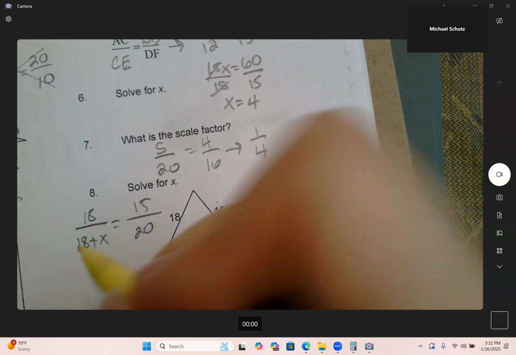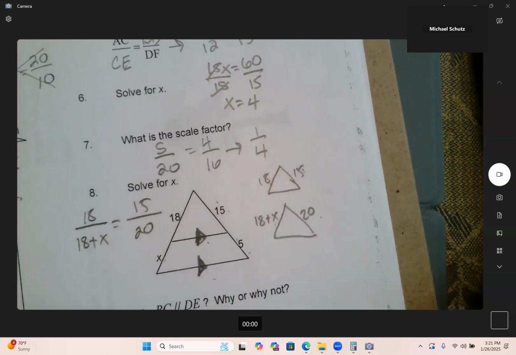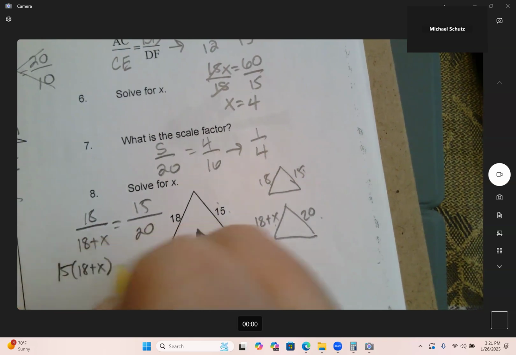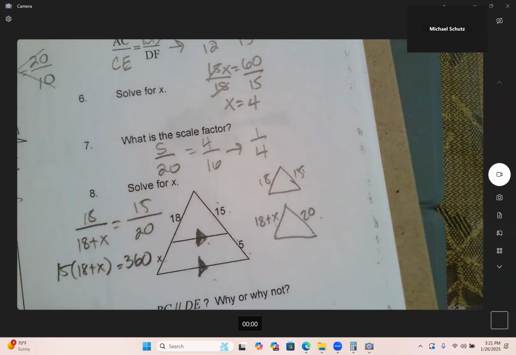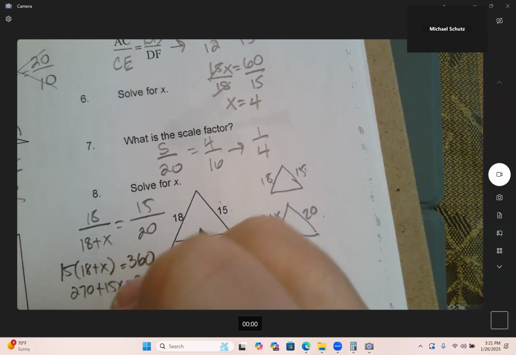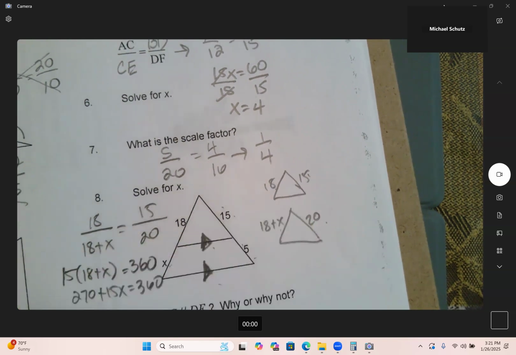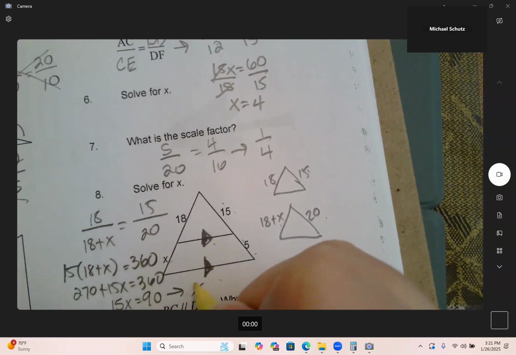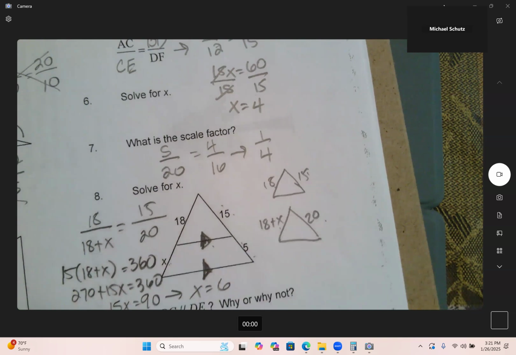Okay, cross multiply. So you're going to do 15 times 18 plus x equals 18 times 20 is 360. So we're going to go ahead and distribute: 15 times 18 is 270, plus 15x equals 360. Then we're going to subtract 270. So 15x equals 90. And then we're going to divide by 15. So x equals 6.